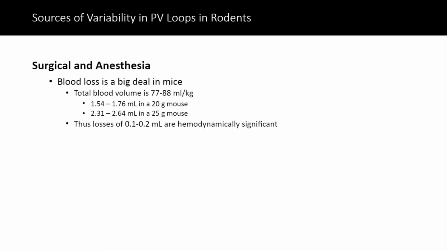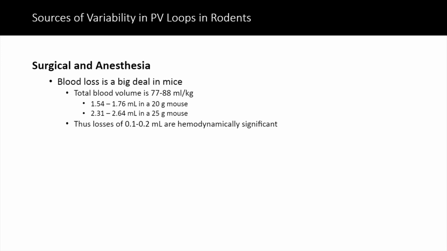All right, so sources of variability for PV loops. The big one that comes to mind is the surgical and anesthesia. This is often a challenge for PhD scientists who maybe haven't had a lot of surgical training and a lot of anesthetic training. Some of this is sort of surgery 101, but we're going to go through it. One thing about mice that you probably are aware of is they're pretty small, which means that they don't have a lot of blood to lose. So even if you lose a fairly small amount, a few hundred microliters, it can become hemodynamically significant.